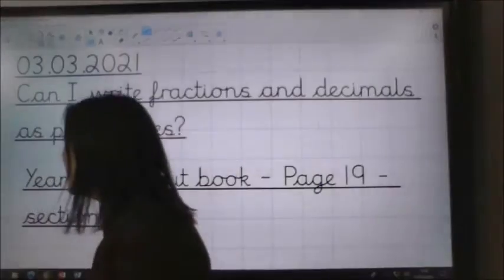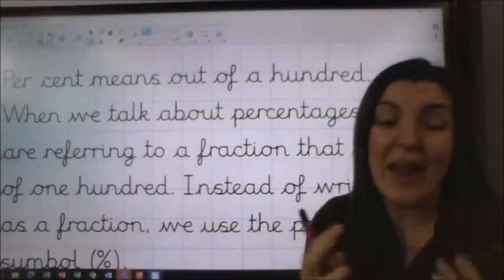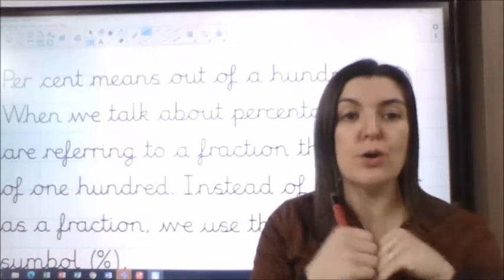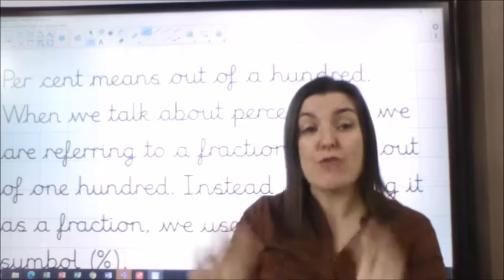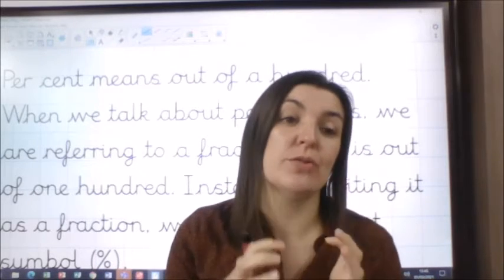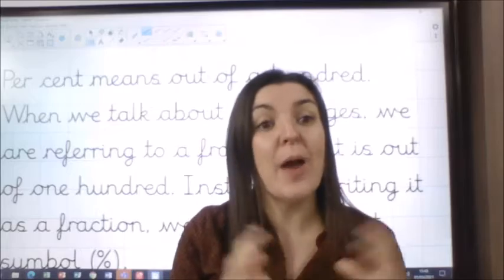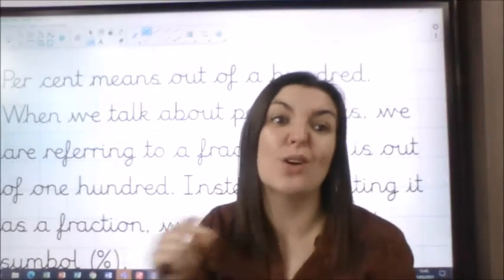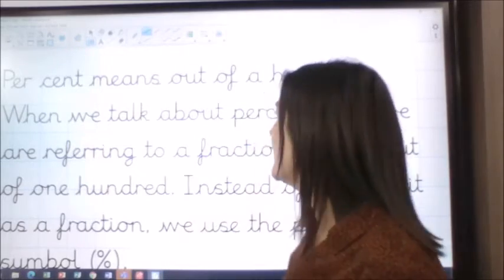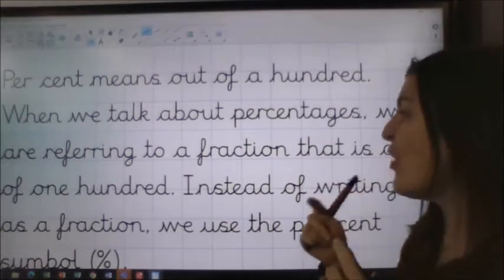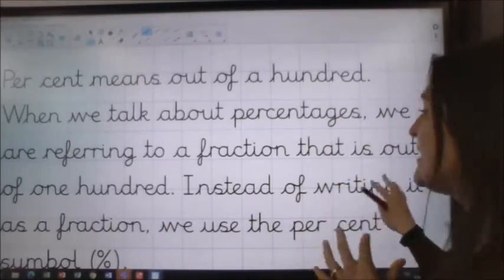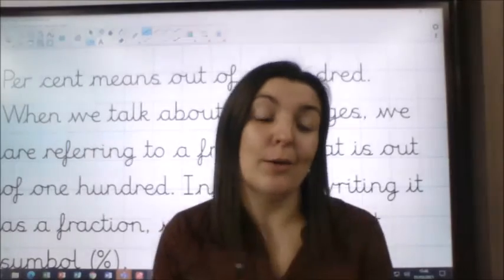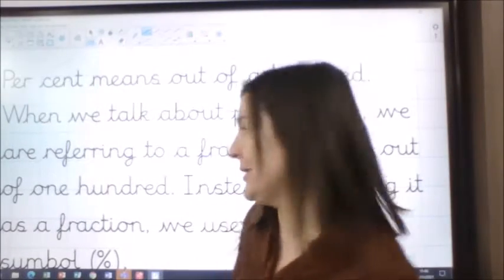Okay, so just to quickly go through what percentage means. Percent means out of 100. That means when it's written as a fraction, it's always got 100 as the denominator. If you haven't got 100 as a denominator, I'm going to show how you can do that so that you can write your percentage easily. So when we talk about it, we're referring to a fraction that's out of 100. Instead of writing it as a fraction, we use the percent symbol, which you will have seen. Okay, so we're going to go through how to do that.